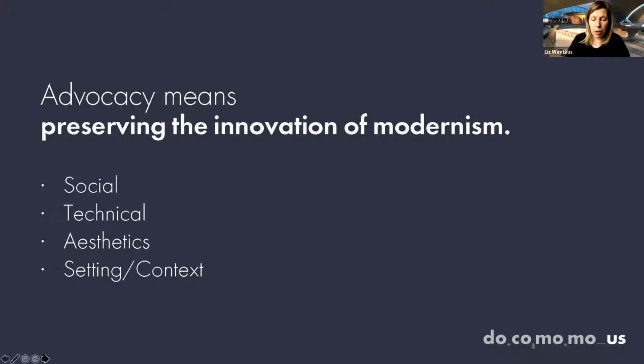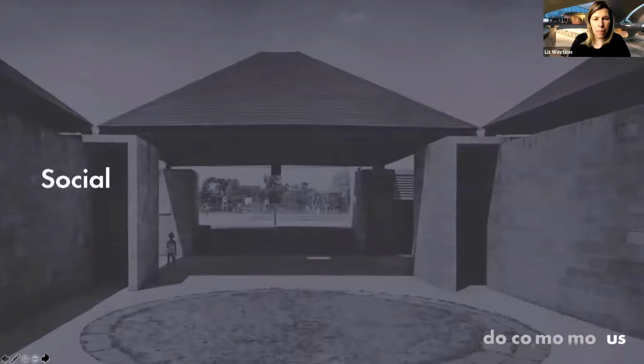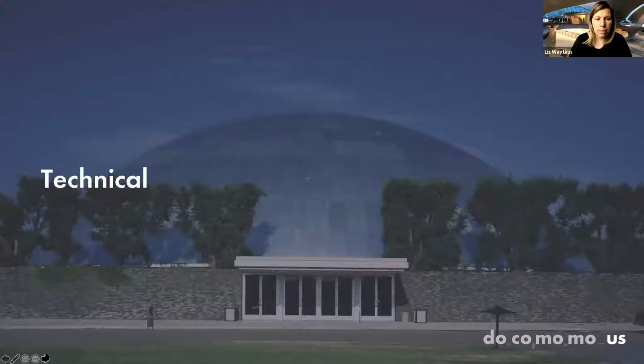Modernism, as we all know, is sort of loose in the beginning and seems to be even looser at the end. So we've really tried to get away from setting dates for the work that we do. And just looking at some of the examples of what that means. So social considerations, this is Lou Kahn's Trenton Bathhouse in New Jersey.